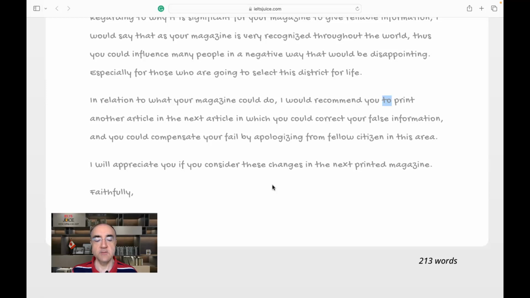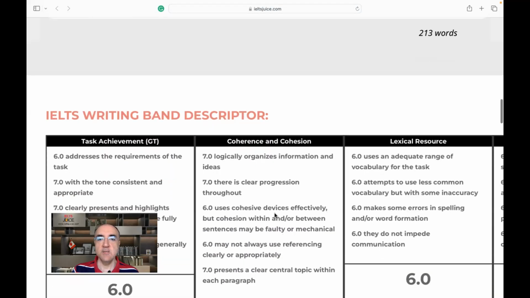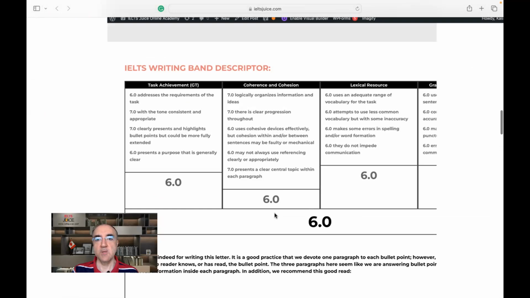Yeah, that would be a better way to end the letter. Again, the closing line is very polite, and I like it. Faithfully, and then you sign off with your name. So 213 words. Now let's look at the assessment table.